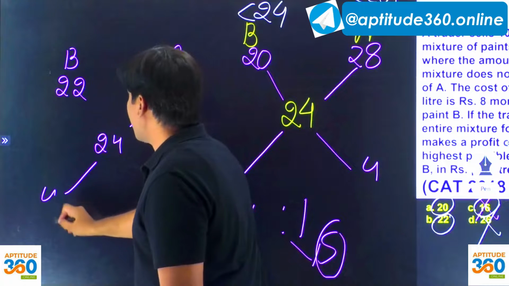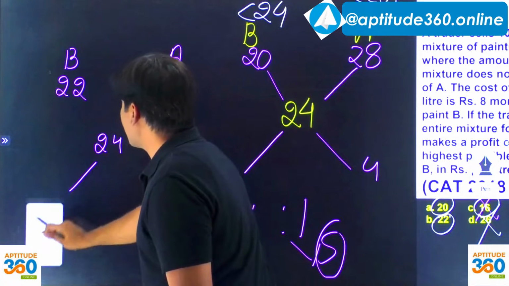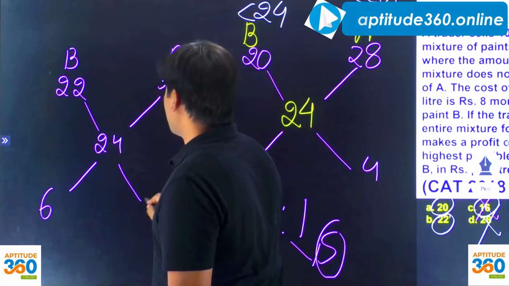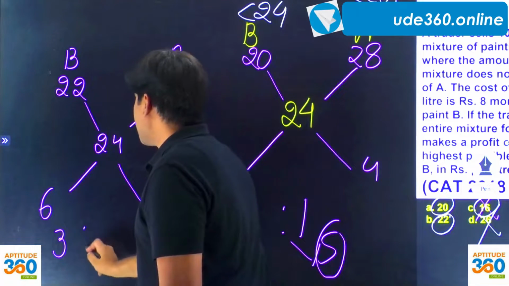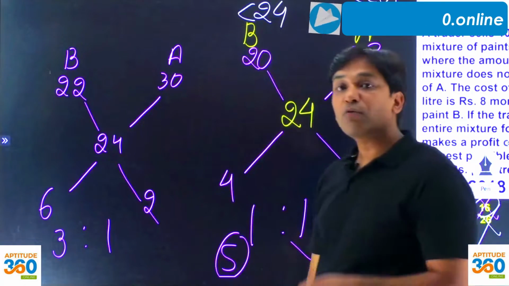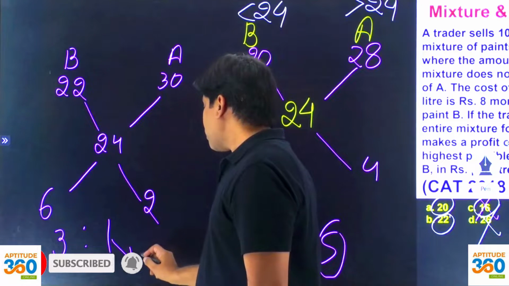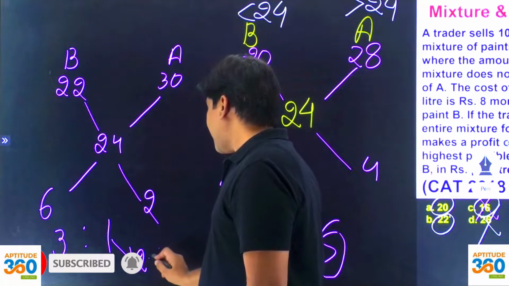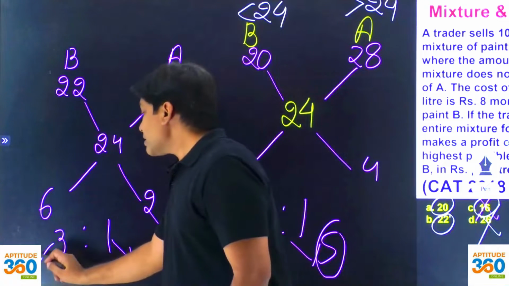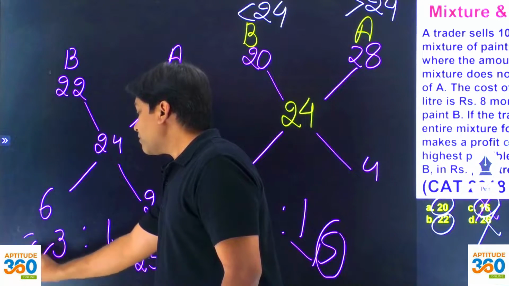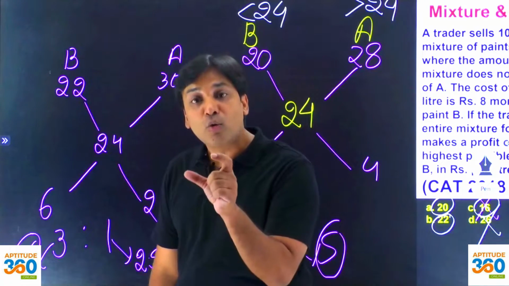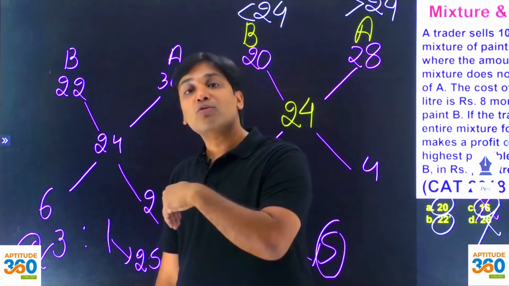So this is coming out as 4, this is coming out as 6, and this one comes out as 2, which is 3:1. And what is the meaning of 3:1? Over here, this is going to be 2.5 liters and this is going to be 7.5 liters. काम आपका खराब हो गया, because quantity of B should not be more than quantity of A.